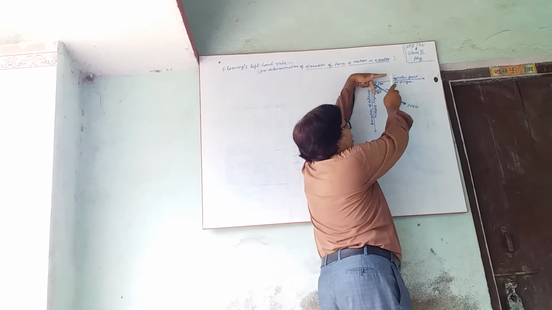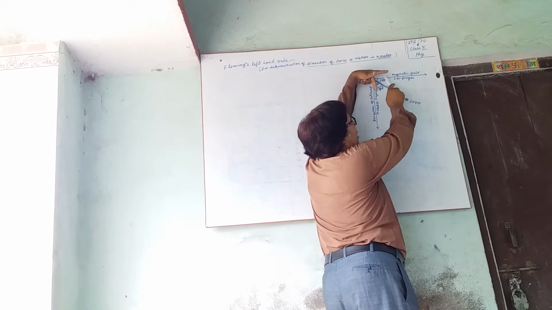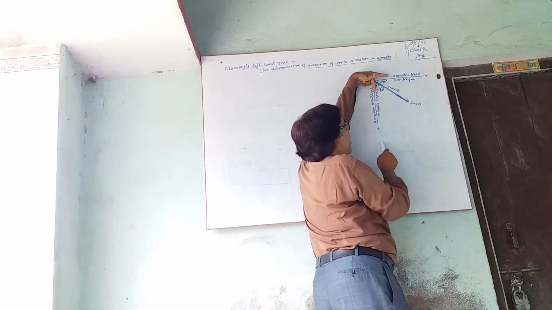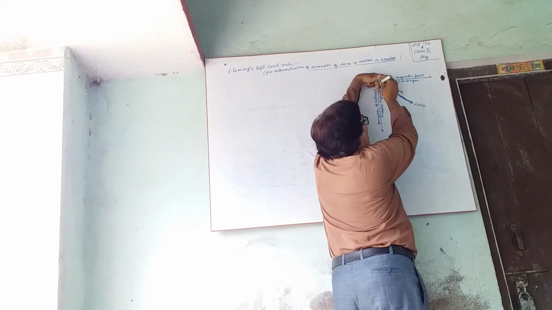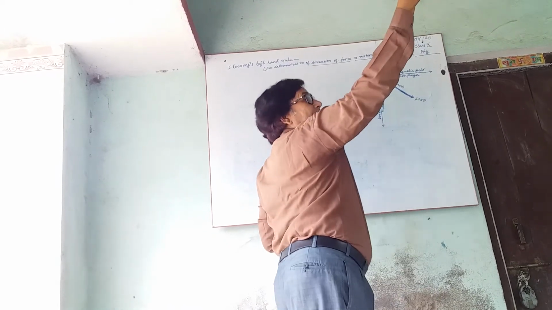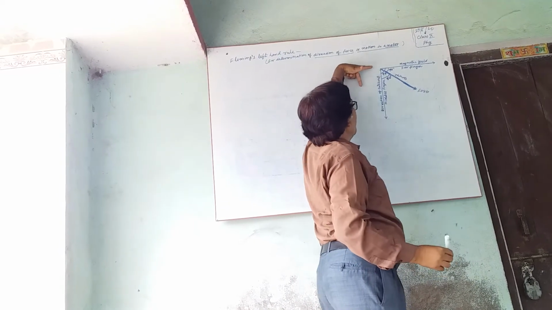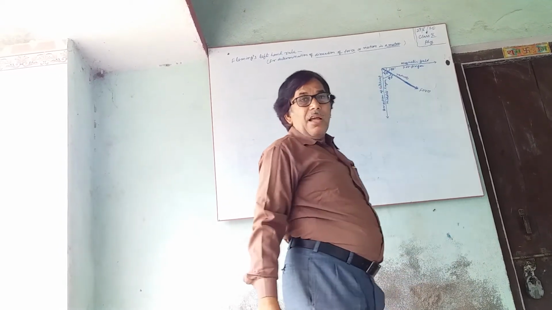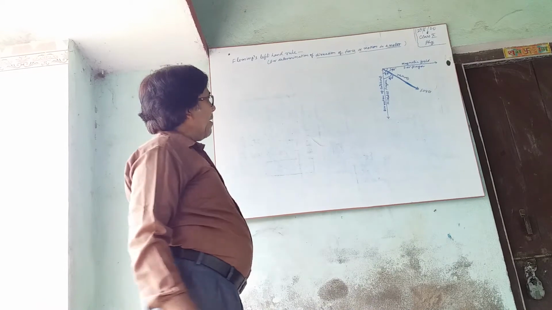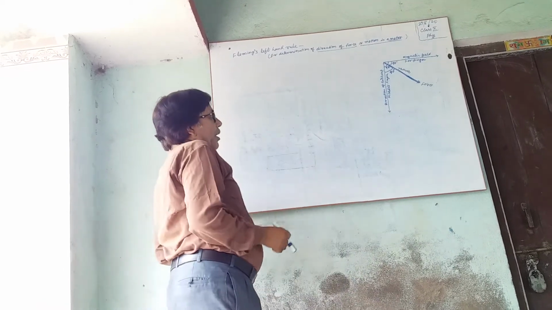Suppose this is magnetic field and this is direction of current, means the force will be perpendicular to this board in this direction. Perpendicular to this board. You can see. This is Fleming left hand rule.